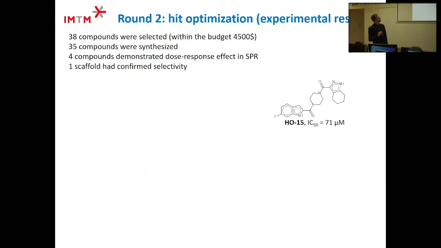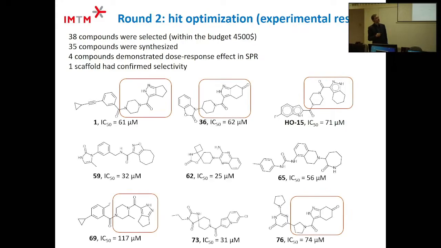And here, 37 compounds were submitted, 35 were synthesized, 4 compounds demonstrated a dose-response effect, and one scaffold was confirmed as selective and selected by the organizers as a top compound from our side. So this is the structure, and unfortunately its activity is not that high relative to the reference compounds bearing similar scaffolds, so we couldn't improve their activity. And a lot of molecules were inactive.